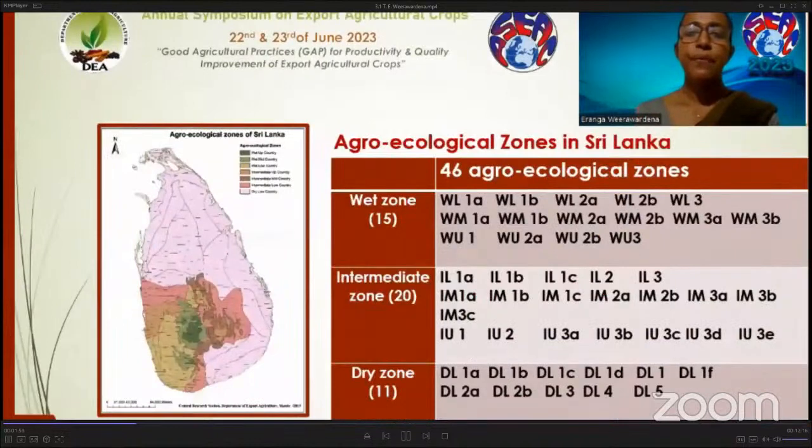First of all, we must know about agroecological zones in Sri Lanka. There are 46 agroecological zones in Sri Lanka. The majority of them are in the wet intermediate zone. The number is 20, and 15 of them are in the wet zone, while 11 of them are in the dry zone.